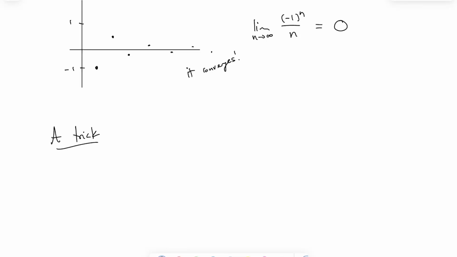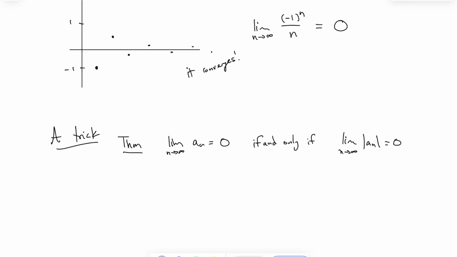Here's a little trick. This is a true fact. I'll write this as a theorem, although it's kind of weird looking, but actually obvious if you're thinking about it properly. It says the limit as n goes to infinity of a_n equals 0, if and only if the limit as n goes to infinity of the absolute value of a_n equals 0. If and only if is some mathematical phrase you've probably heard before. It means that these two things are exactly the same thing. Logically speaking, they mean exactly the same thing.